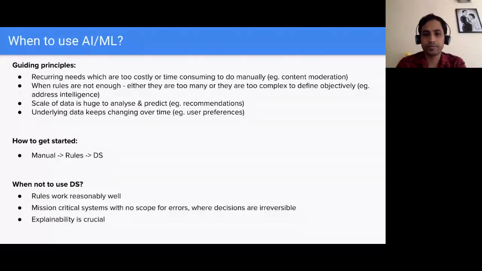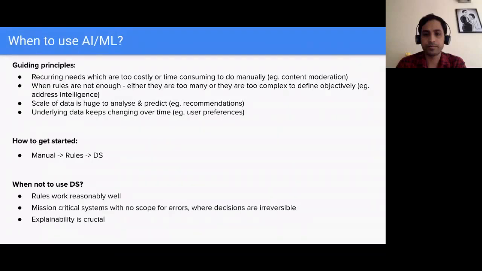The second guiding principle is where rules are not enough, right? Generally speaking, there's a section on how to get started, where we start with a manual way. Everywhere we start something manually based on our hypothesis. When we learn more, we deploy rules like if so and so thing happens, do this. But at some point of time, the rules become either too many or too complex, that as a human being, you're not able to structurally organize them anymore, right?